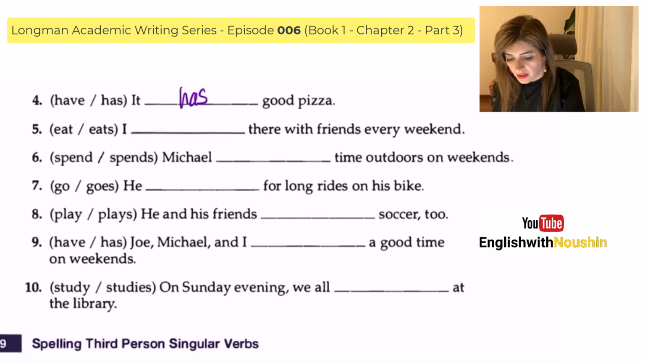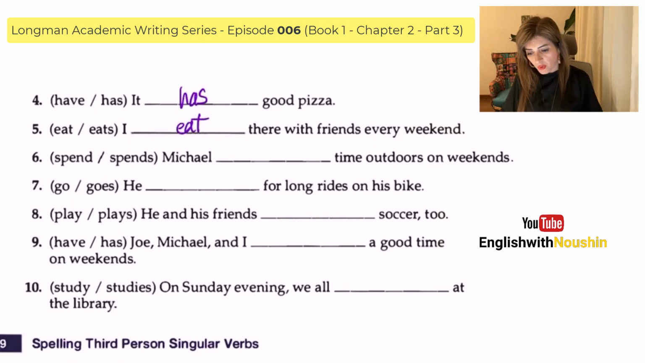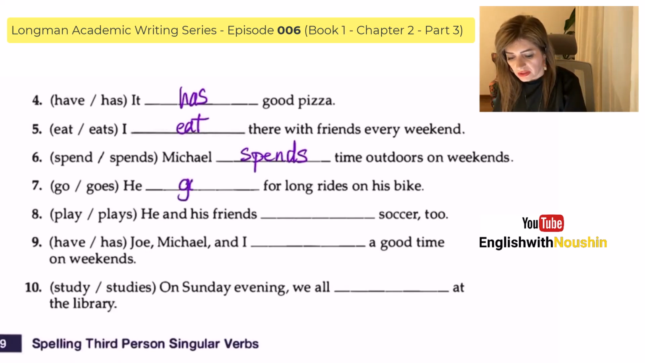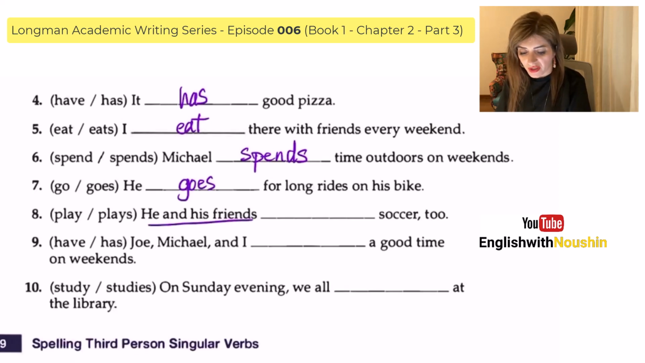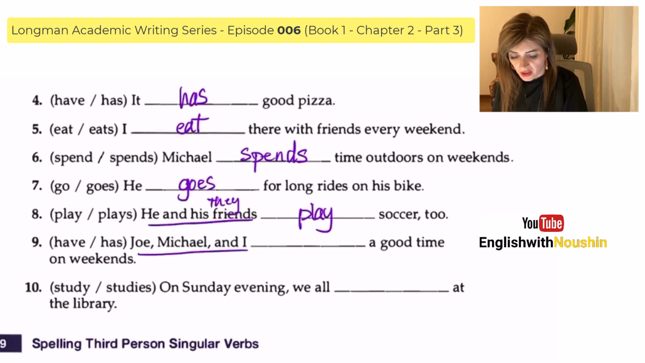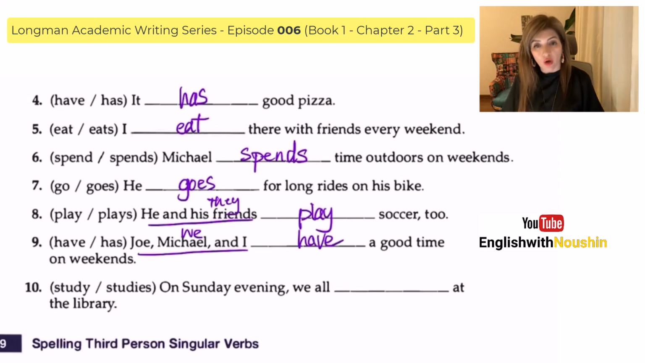I eat there with friends every weekend. Michael spends the time outdoors on weekends. He goes for long rides on his bike. Play: he and his friends, more than one person, it's they. So it's play. Soccer, too: Joe, Michael, and I. Again, it's more than one person. It's we have a good time on weekends.